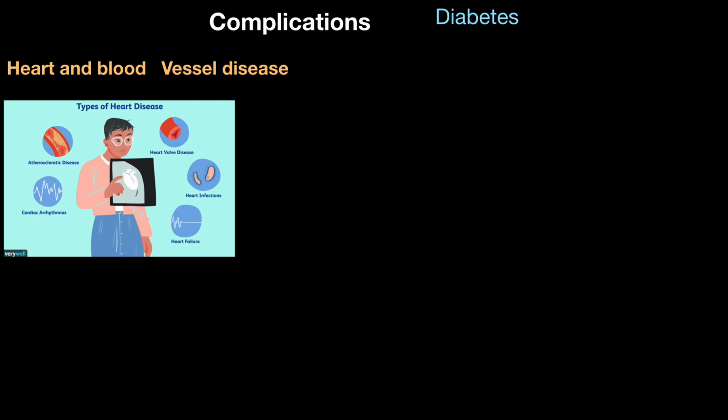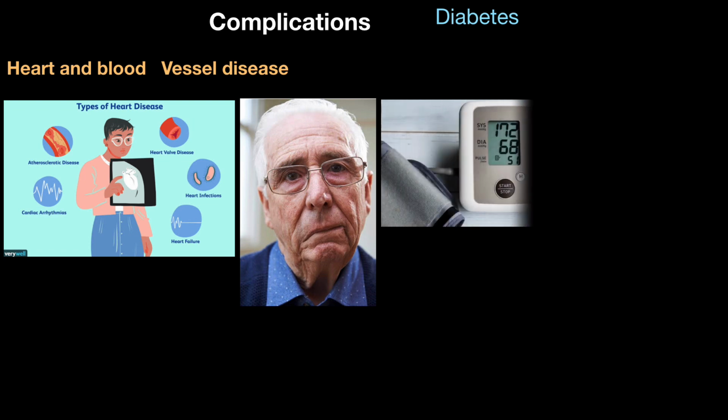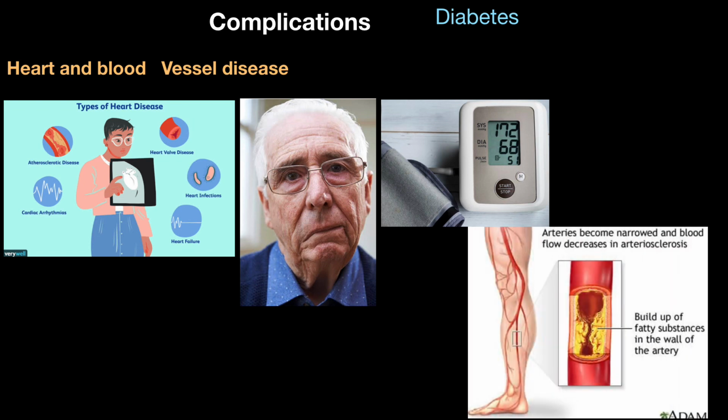And also there is interruption in blood flow towards the brain. It will result in stroke. Since the blood is thick, it is not flowing in a normal way. There occurs a high pressure against the walls of arteries. That is high blood pressure. As a result of arteries becoming narrowed and blood flow decreasing, it results in arteriosclerosis.